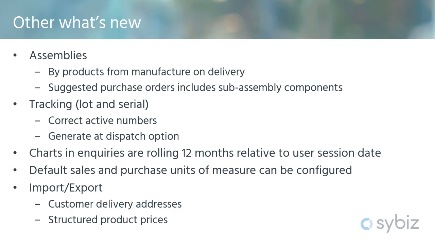From a tracking, so that's your lot and serial tracking, you now have the ability to correct active numbers. So if someone's made a mistake, perhaps they've entered a lot number incorrectly in the system when they're creating that lot, you can go in and basically say, okay, for this lot number that was used, we want to now replace it with this other number, and you do that in the product itself, and that will automatically update those numbers, and that works for serial numbers as well.